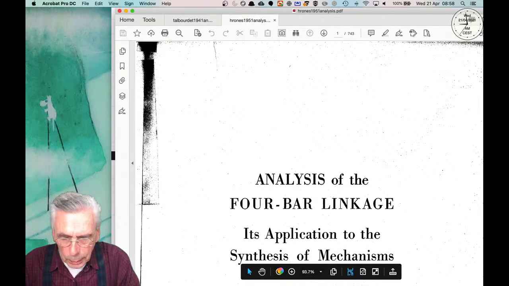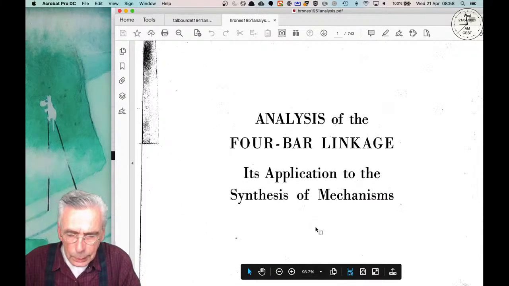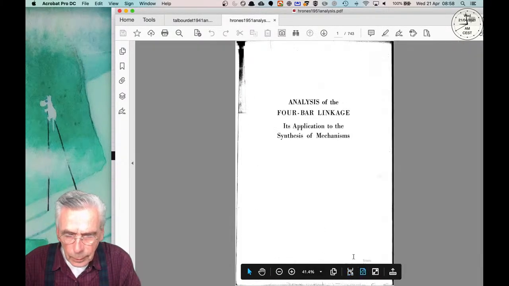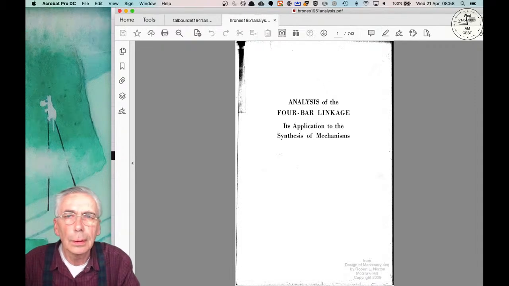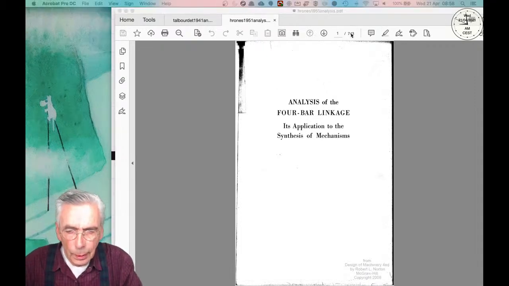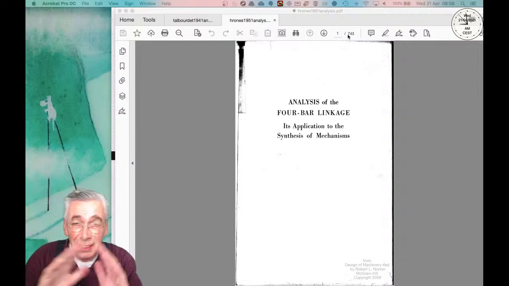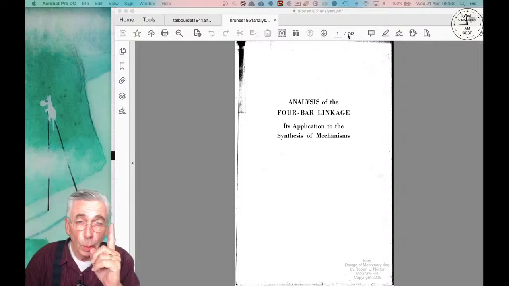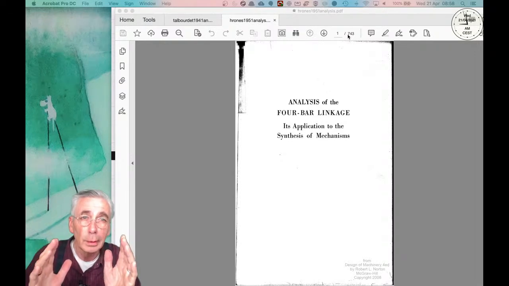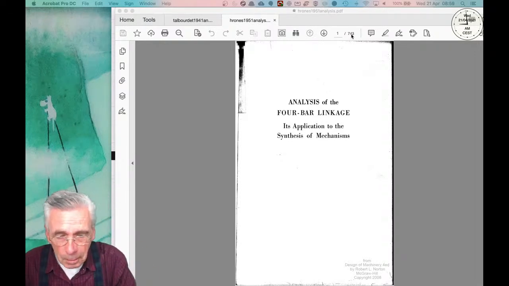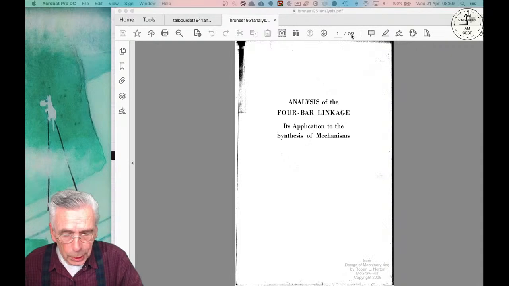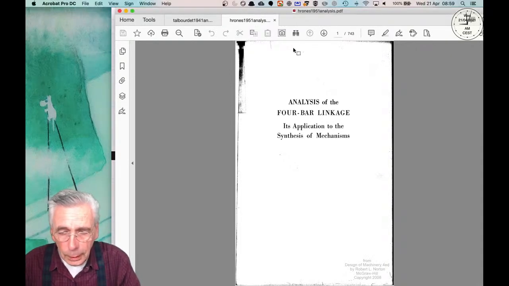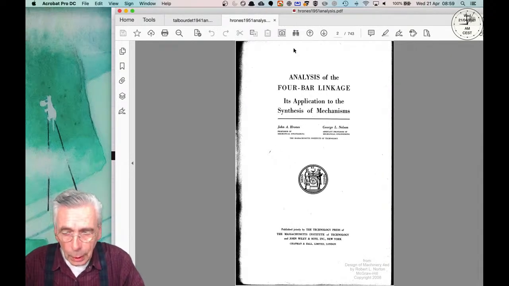It's called Analysis of 4-Bar Linkages. And if you look here at the PDF, oh, I want to see myself. It's 743 pages. So bear with me. It's 743 pages on a 4-bar linkage, right? So now, what is in the book?